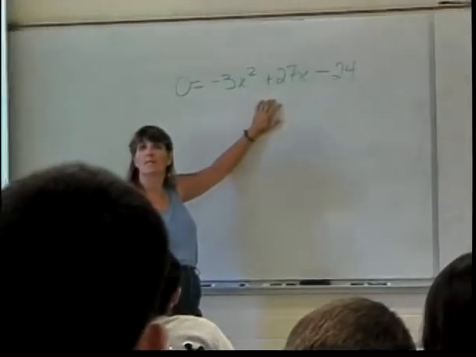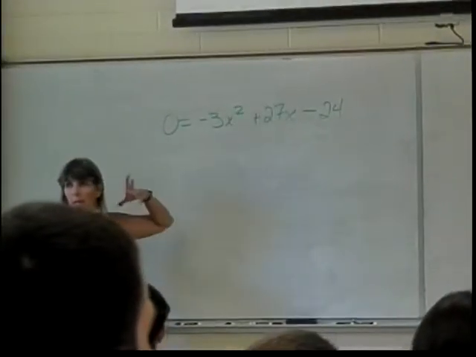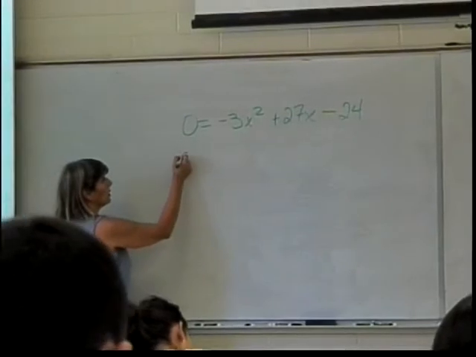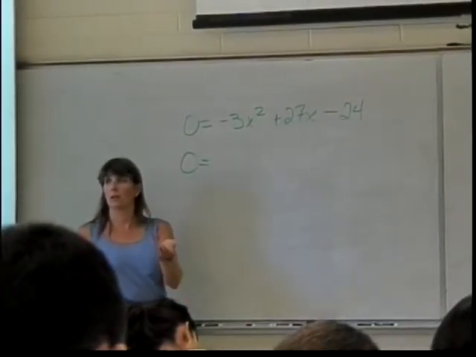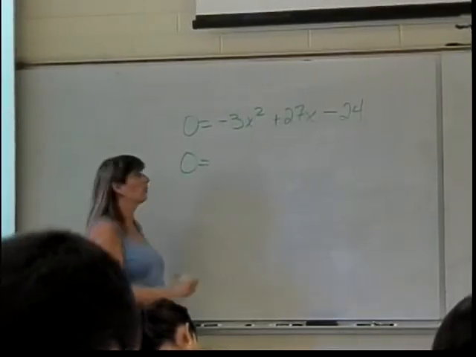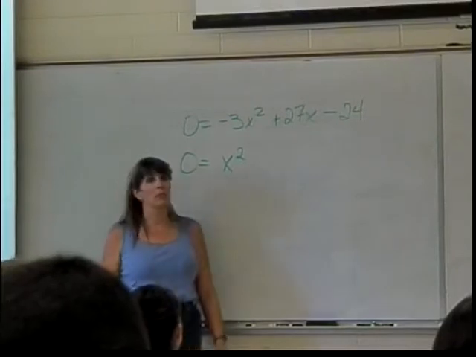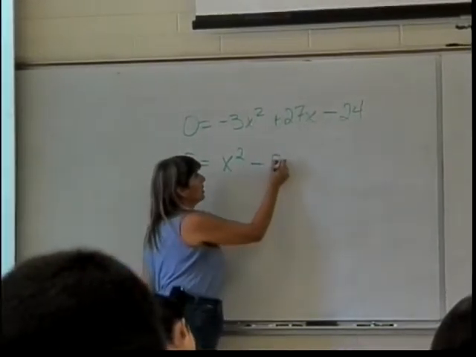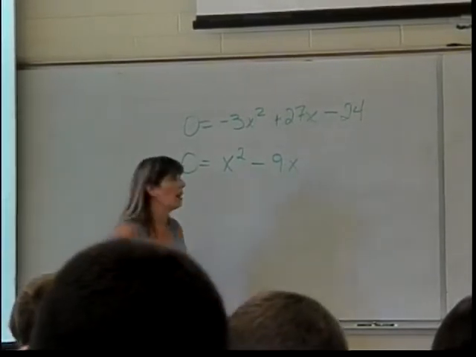You can divide both sides by it. Let's divide both sides by it because I am equal to 0, so that will make the 0 go away. When I divide 0 by negative 3, I get 0. When I divide negative 3x squared by negative 3, I get x squared. When I divide positive 27x by negative 3, I get negative 9x. And when I divide negative 24 by negative 3, I get positive 8.